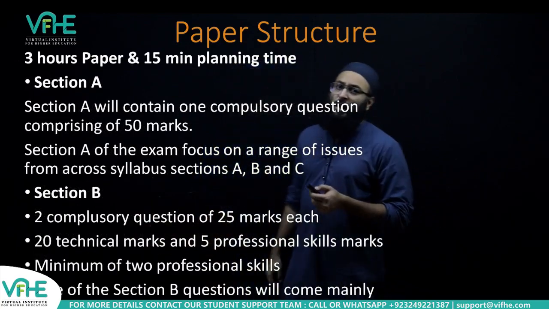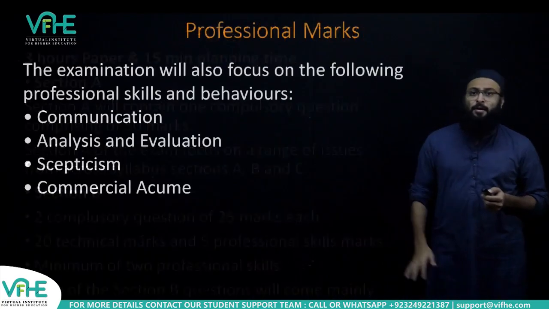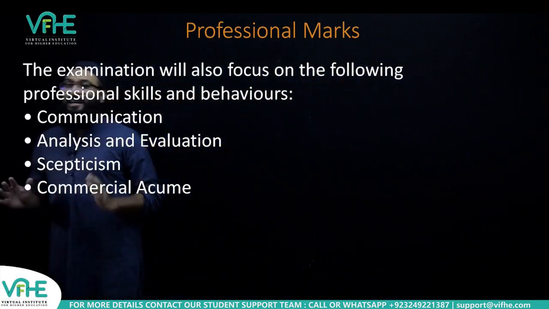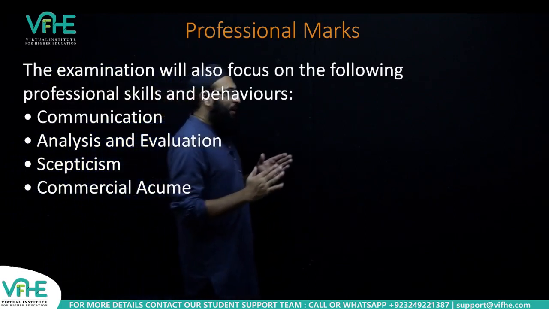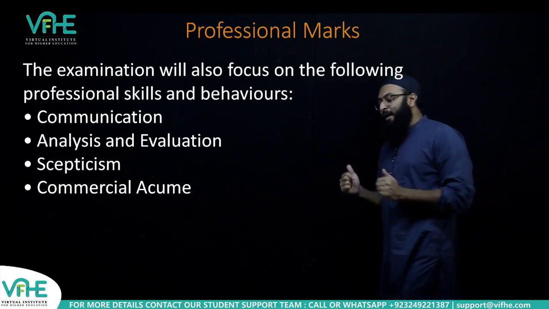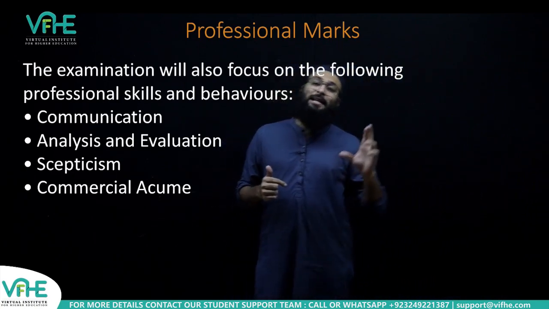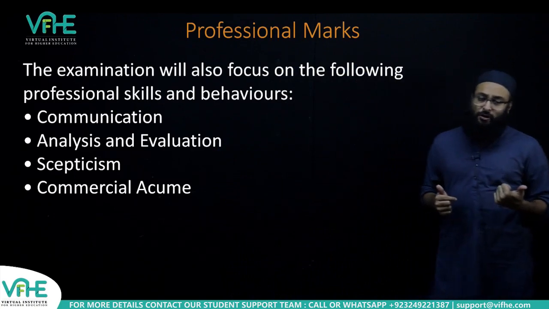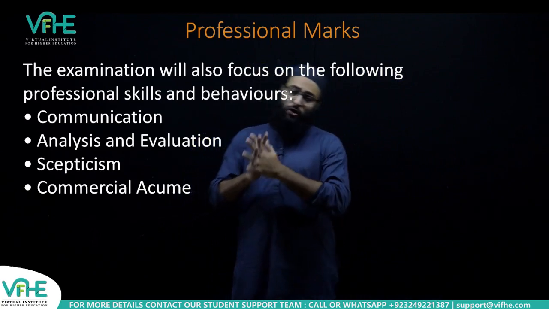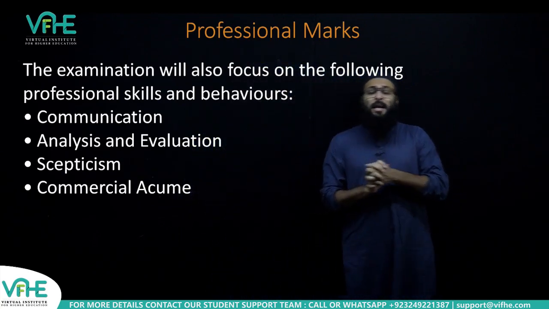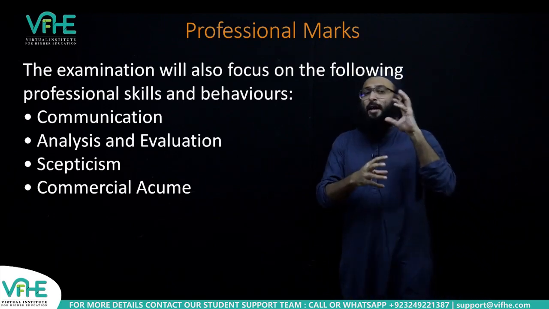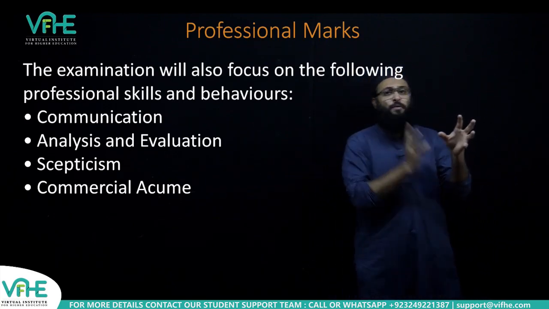So the paper structure is clear to everybody. It's a 100 mark paper. Now, moving towards professional marks, as I mentioned, in a section A 50 mark question, 10 are professional, 40 are technical. For a section B 25 mark question, 20 are technical and 5 are professional. Which means altogether, 10 marks from section A are professional marks and 10 marks from section B are professional marks: 5 for the first question and 5 for the second question.